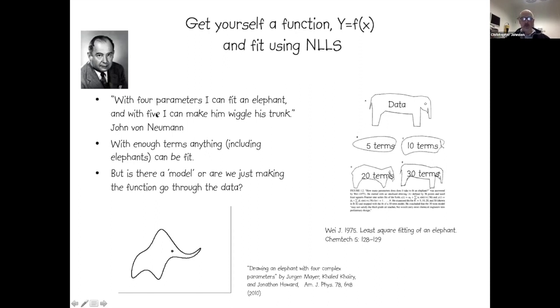Interestingly enough, of course, this is quite a famous comment by this physicist. And so it led to a couple of attempts, which were published in the scientific literature, where people tried to recapitulate an elephant using different numbers of terms. And in this case, using 4 complex parameters, they were able to regenerate this picture of an elephant and make it wiggle its trunk, as you can see.